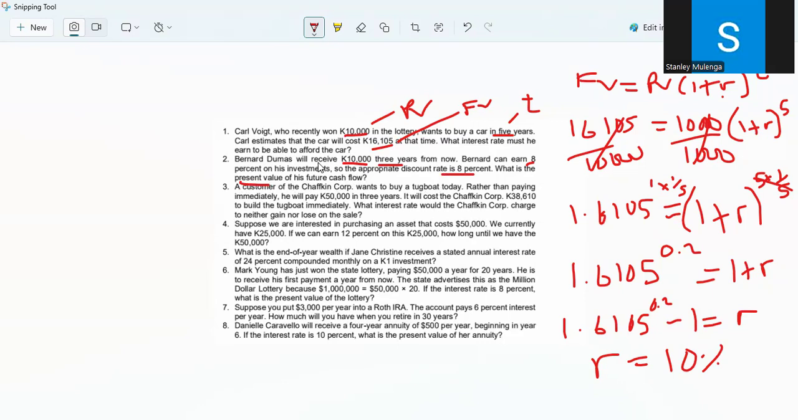So what are we given? We'll receive this 10,000, our what? Future value. So future value is 10,000. Okay. And we earn 8%. So 8% is what? Our R. So the 8% will be 3 years from now. So time is what? 3.